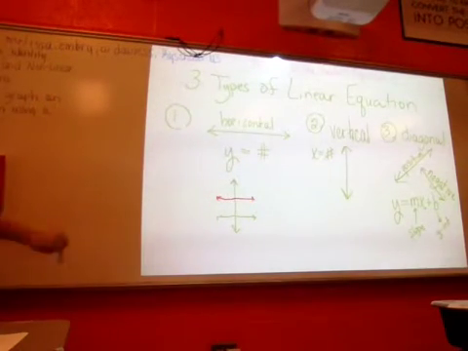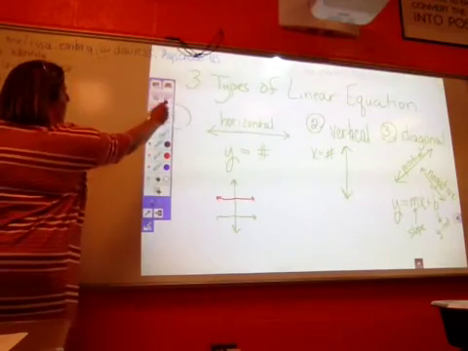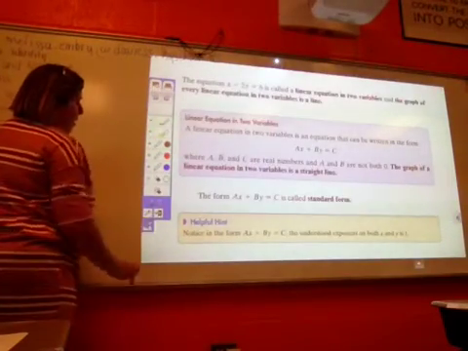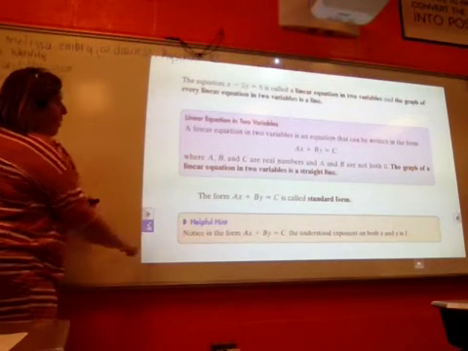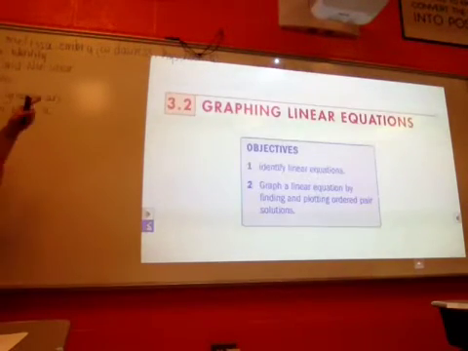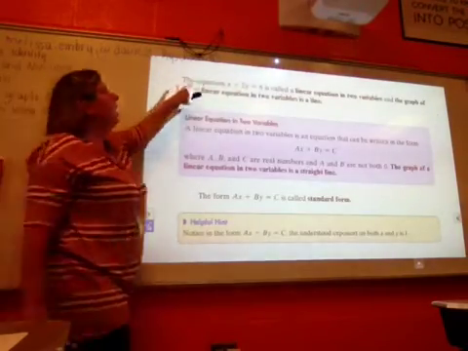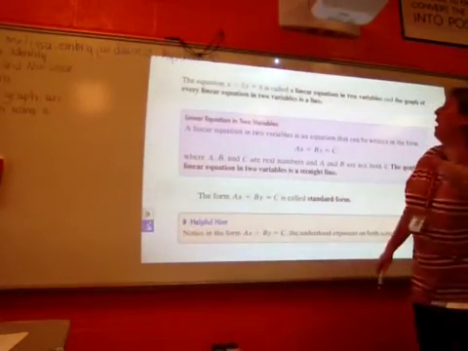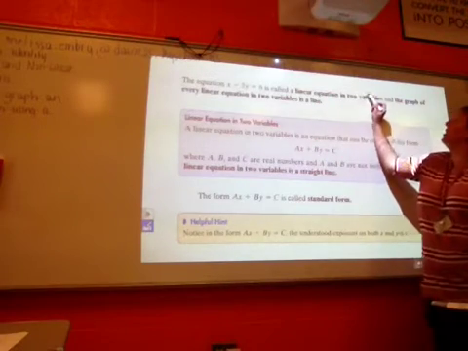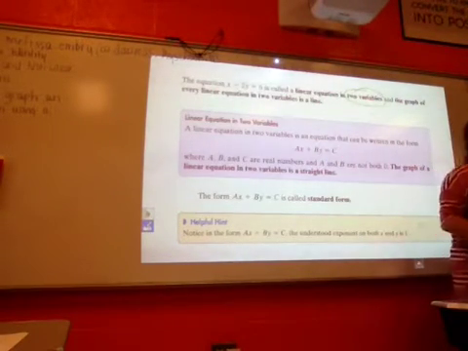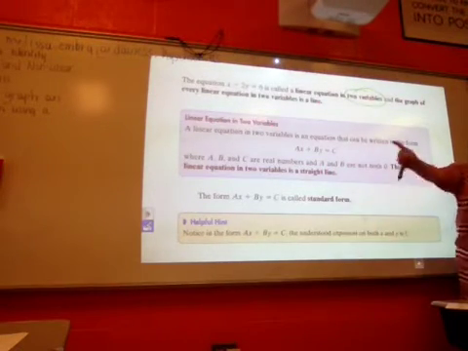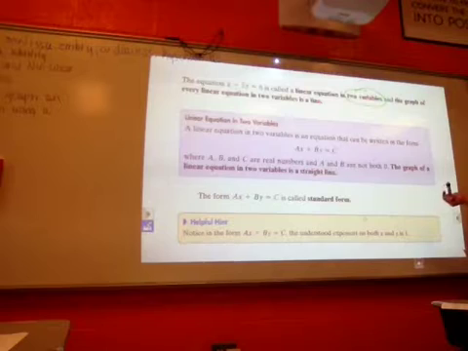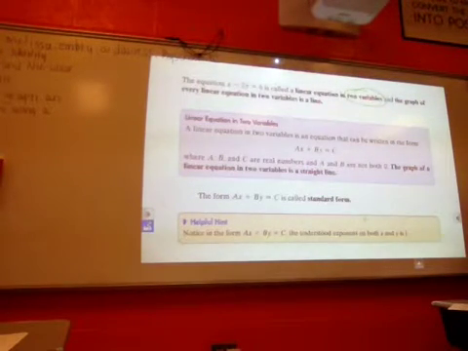So, let's start using our definition. Okay, so let's look. The equation x minus 2y is equal to 6 is called a linear equation in two variables. How is that different from the horizontal and the vertical equation? Luke? It has like two variables. Okay, but what did horizontal and vertical have?